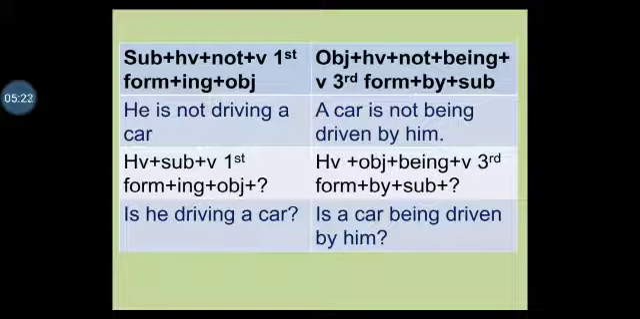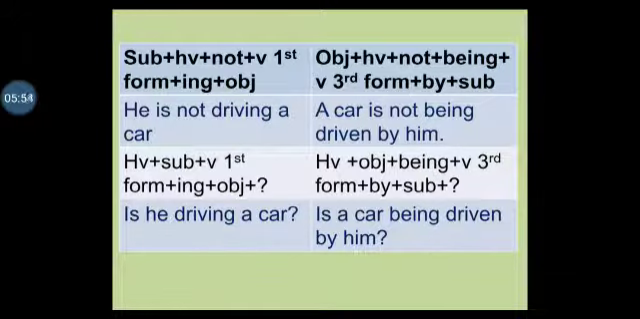In negative sentences, subject plus helping verb plus not plus verb first form plus ing plus object. He is not driving a car. In passive voice, object plus helping verb plus not plus being plus verb third form plus by plus subject. A car is not being driven by him.